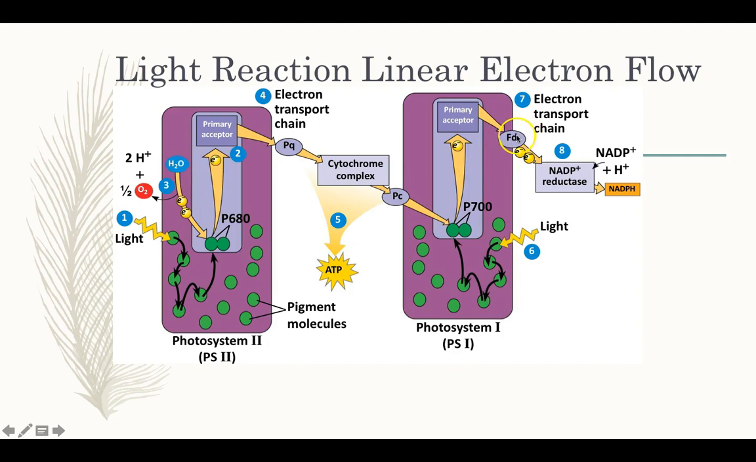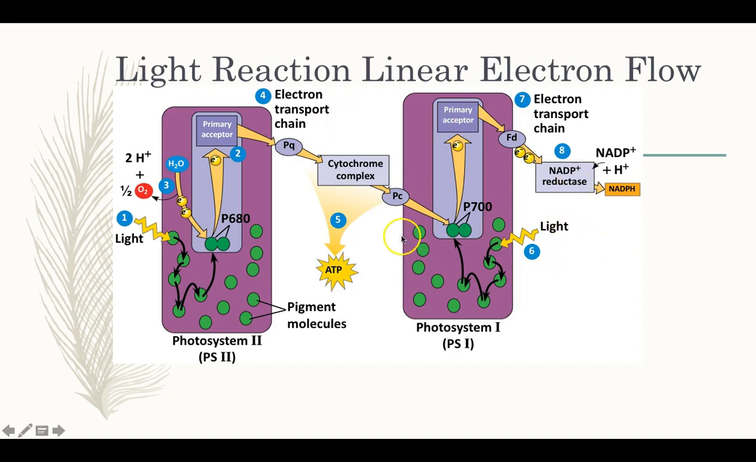Ferredoxin then has the task of, in the linear flow, passing those electrons to another enzyme, which is NADP plus reductase. It is going to help to reduce NADP plus to NADPH. Not only does it feed the electrons into this system, but NADP plus reductase is also going to be instrumental in removing protons from the stroma, which also helps with that proton gradient.